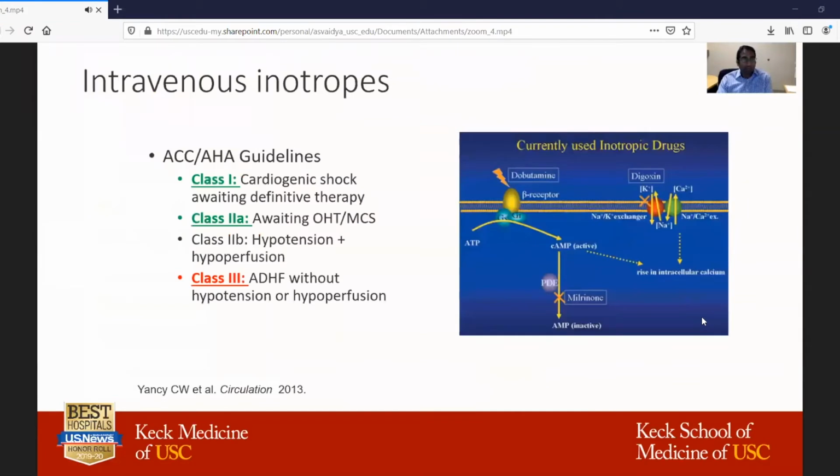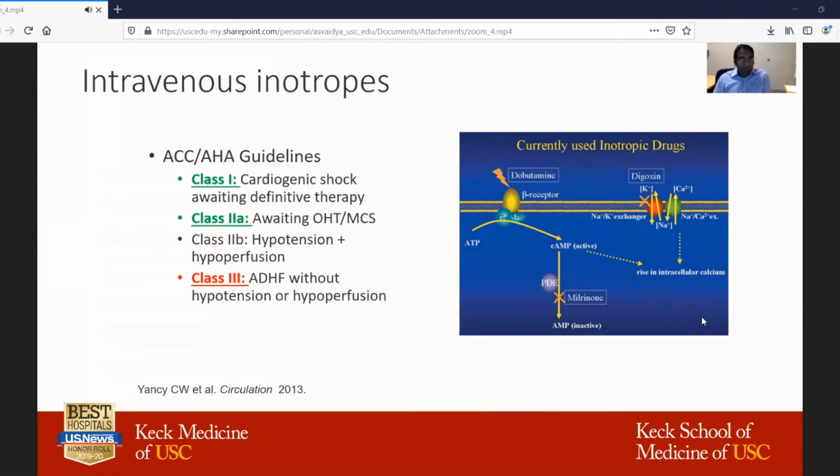So let's talk a little bit about IV inotropes, first starting with the guidelines. The ACC/AHA guidelines from 2013 give a class 1 indication for IV inotrope use in patients with cardiogenic shock that are awaiting definitive therapy. It's a class 2A indication for patients that are awaiting transplant or mechanical circulatory support, durable support like LVAD.